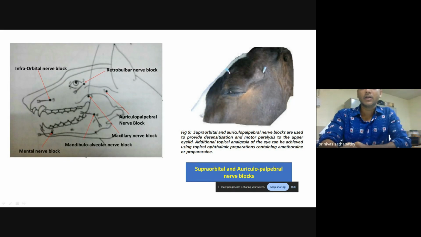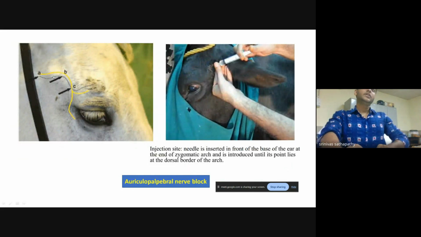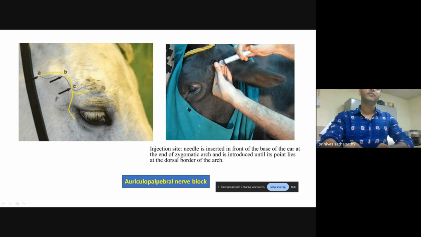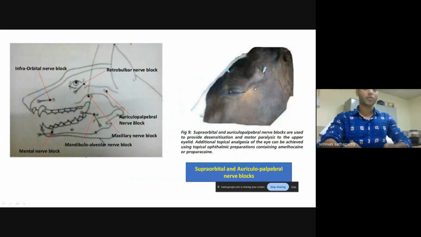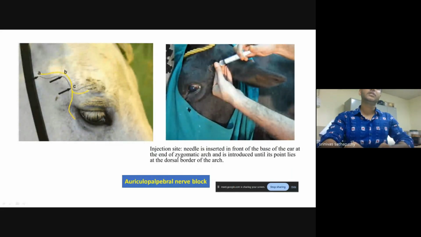And this one is the point which is present above the eyeball. That is the point where you can block the supraorbital branch or the frontal nerve, which is a branch of the trigeminal. It is also coming and innervating the upper eyelid. Both of them are the same for the auriculopalpebral nerve. You can see this is in case of ruminants and that was in case of horse. In ruminants also the same thing, the halfway between the lateral canthus of the eye and base of the ear.